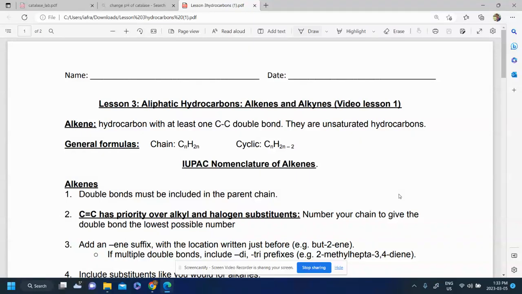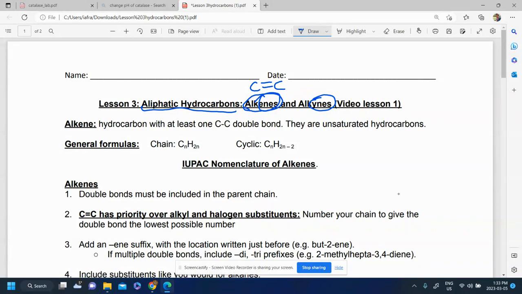In this video, we're going to take a look at how to name and draw alkenes. So we're still exploring aliphatic hydrocarbons. In the last few videos, you saw aliphatic hydrocarbons that were called alkanes. They only had a single bond. Now we're focusing on alkenes, which have a double bond. And then in the next video after that, we're going to take a look at alkynes, which have triple bonds. So right now our focus is on hydrocarbons with carbon-carbon double bonds.